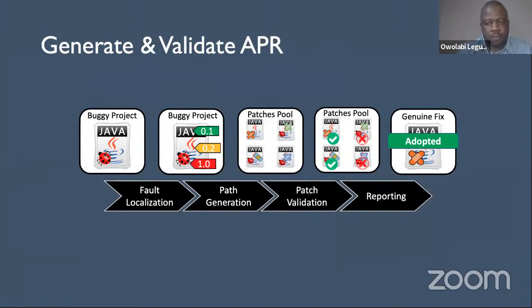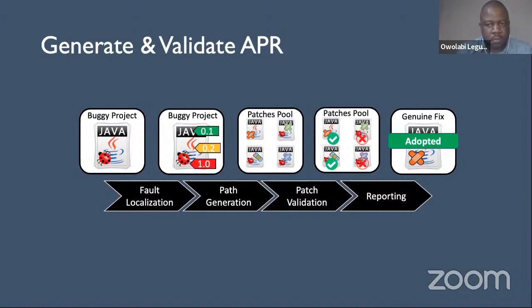Generate and validate refers to a class of APR techniques that attempt to fix the bugs by generating a pool of program variants and checking the resulting variants against certain checks or tests to identify the ones that pass all the checks. Such program variants are marked as plausible fixes and are to be reported to the user for examination.